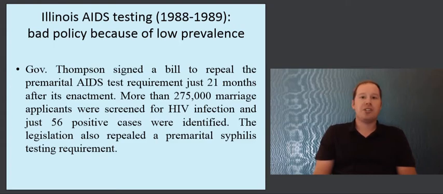It wasn't the accuracy of the test that was bad. It's just that AIDS and HIV are a very low prevalence condition, and so there were a lot of false positives and very few true positives actually resulting. The same legislation also repealed a premarital syphilis testing requirement, again, because the prevalence of syphilis is so low in the population. This is an example of legislators making a mistake where they mandated screening only afterwards determining that the prevalence was so low that the screening was not worthwhile.